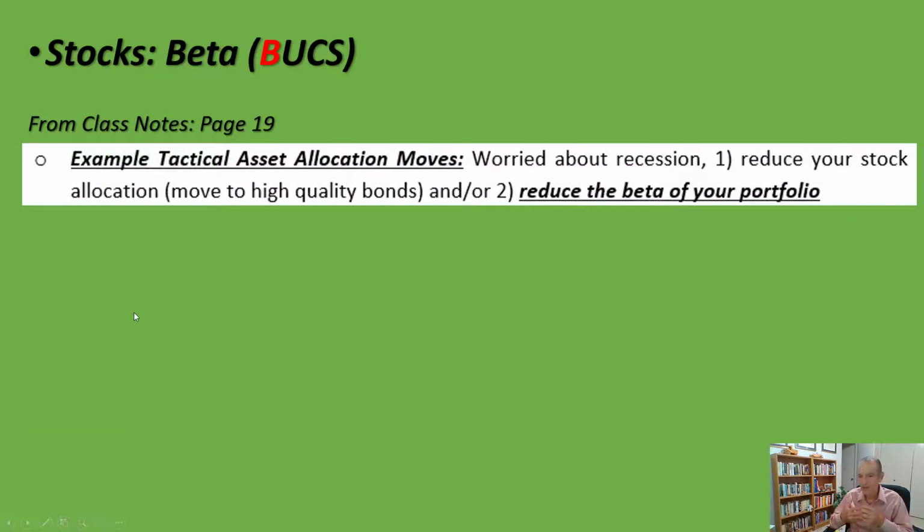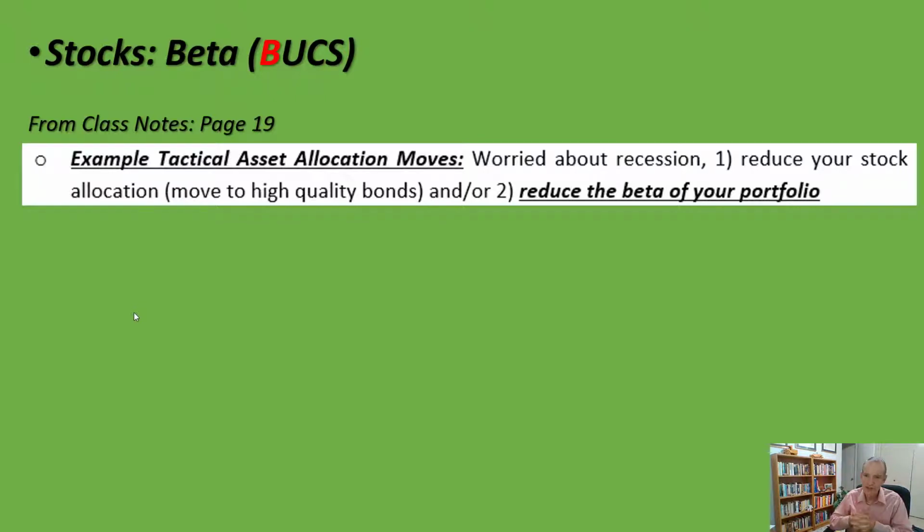All right, so there's our definition. A beta is your sensitivity to the economy. Are you defensive? Are you cyclical? And then those are our categories: defensive stocks, cyclical stocks, and then those in-between stocks.